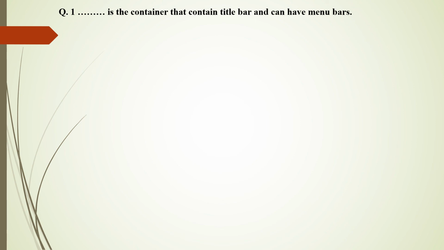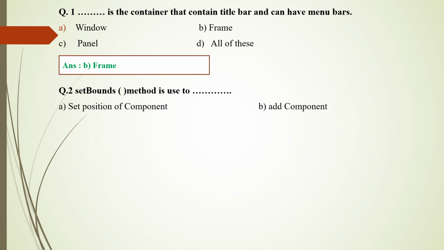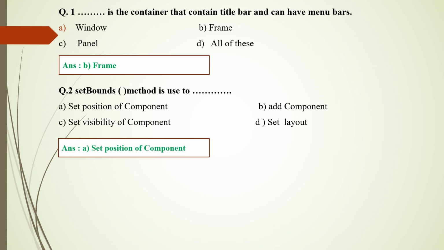Now we see some MCQ questions. First question is, dash dash is the container that contains a title bar and can have menu bars. The options are Window, Frame, Panel, and all of these. The answer is Frame. Frame is the container that contains a title bar and can have menu bars. Next question, the setBounds method is used to. Options are: set position of component, add component, set visibility of component, and set layout. The answer to this question is set position of component. So the setBounds method is used to set the position of a component.